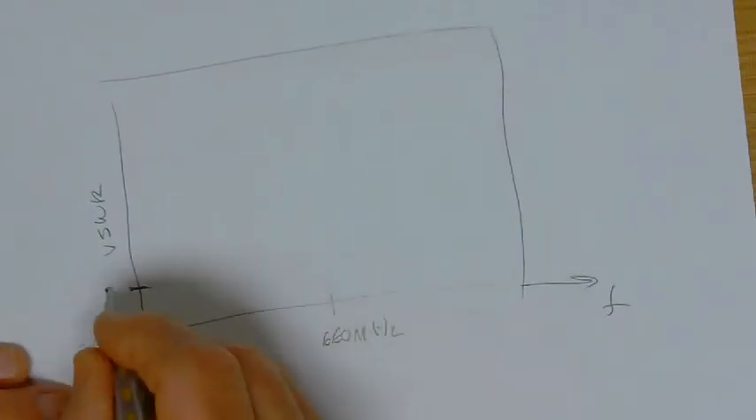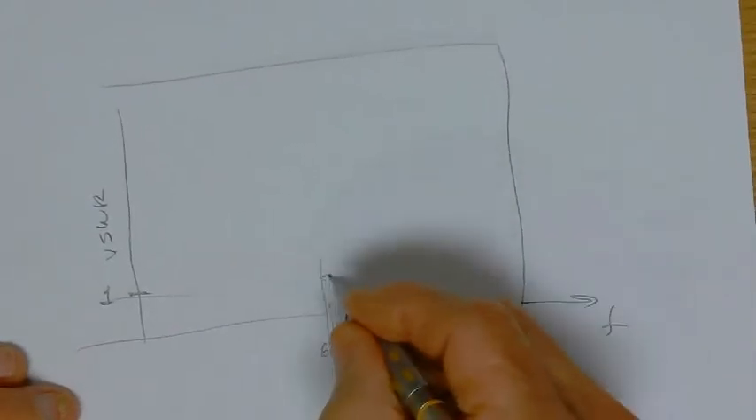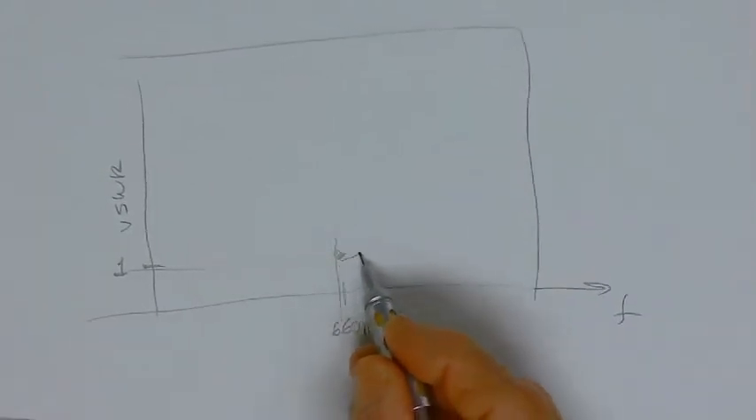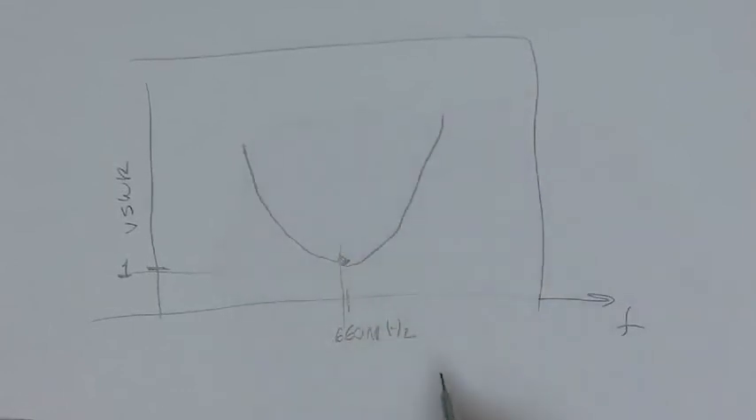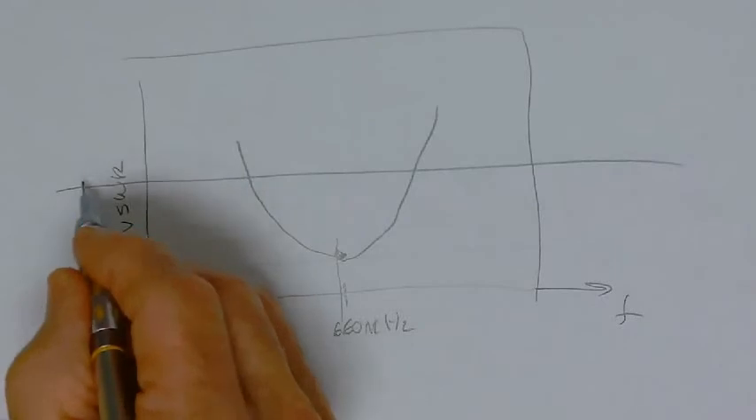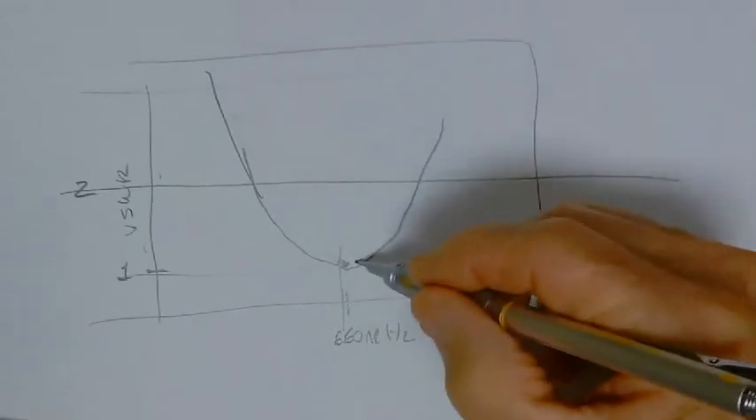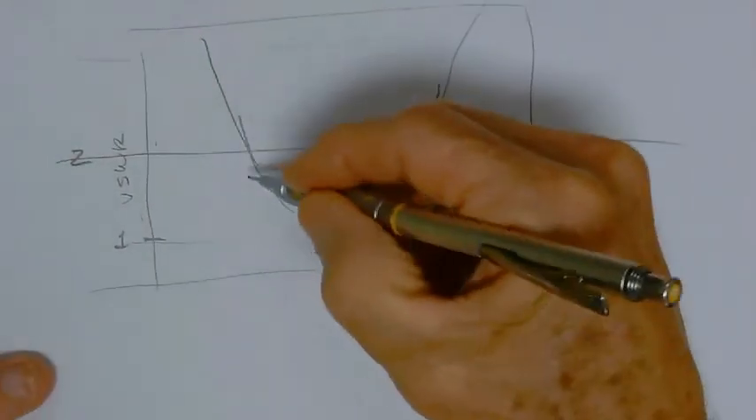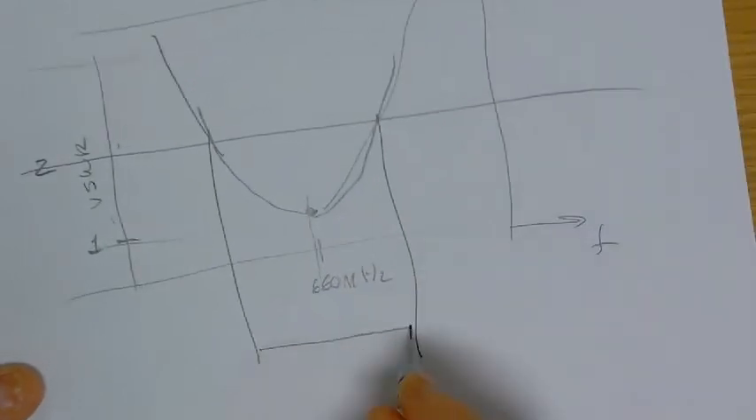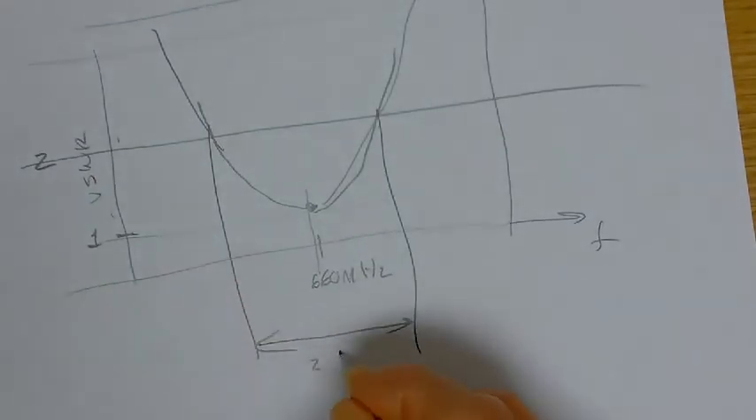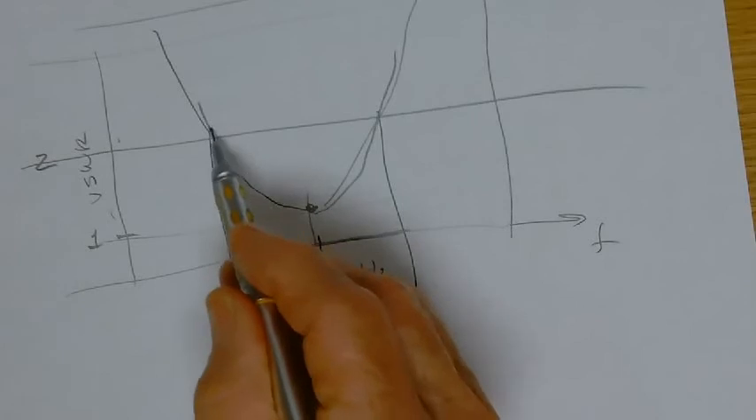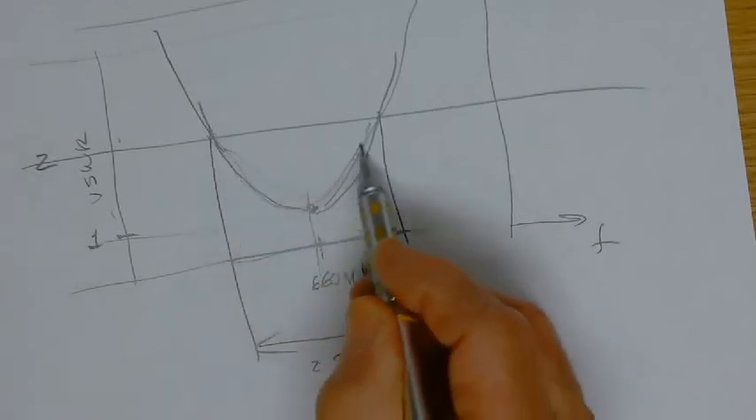It's matched. As you move off of that, the VSWR is going to increase. And so this is 2 to 1. As you move up that way, it's less matched. And so this range right here is, what did we calculate? Memory's gone. 2.43 megahertz. So this is the range of frequencies over which the VSWR on the feed line is equal to or less than 2 to 1.